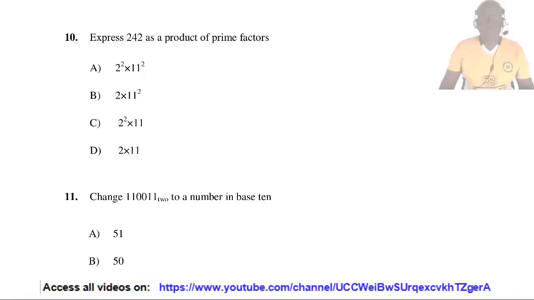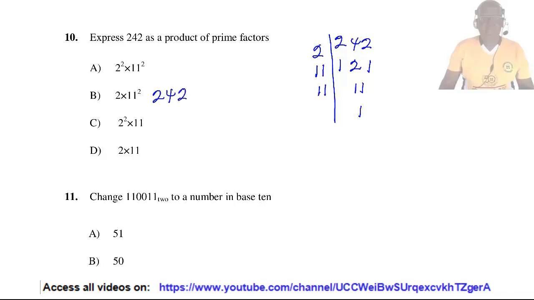Question 10. Express 242 as a product of prime factors. That is 2, 4, 2. 2 goes here, 1, 2, 1. 11 goes here, 11. 11 goes here, 1. So the product of the prime factors of 242 equals 2 times 11 times 11, which equals 2 times 11 squared. So the answer is B.